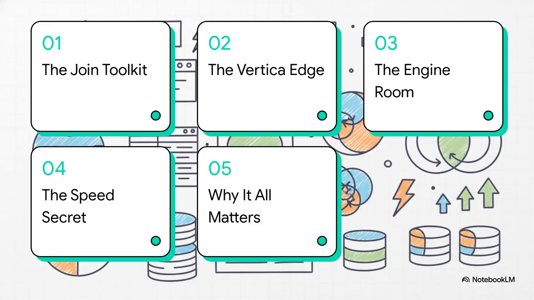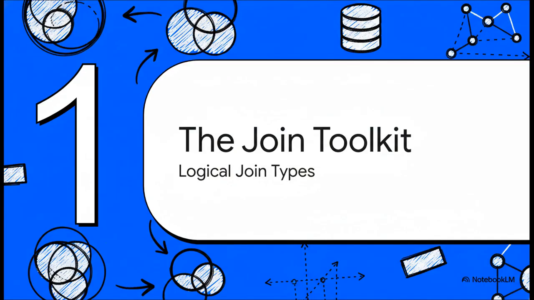All right, so here's how we're going to break it down. First, we'll go through the standard join toolkit, the logical types. Then we'll get into the Vertica Edge, what makes it unique. After that, we'll take a peek into the engine room to see the algorithms doing the work. And finally, we'll reveal the real secret to speed, which is all about data distribution. Let's jump in.